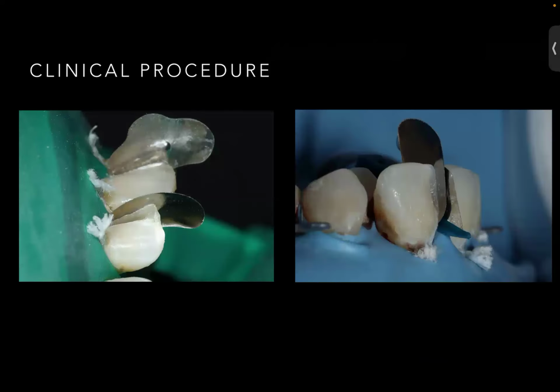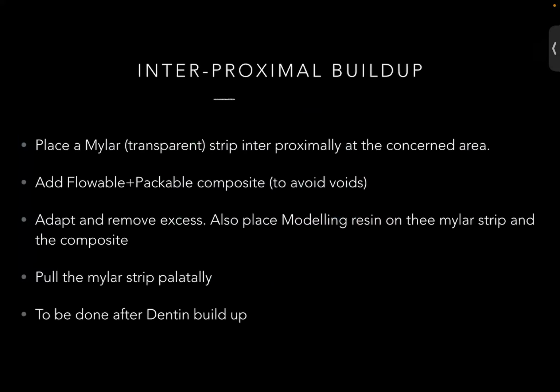This is a clinical picture of interproximal wall being formed. The second method is called Mylar pull technique. Okay, the method is basically you add a Mylar strip and you add some composite interproximally before itself, and now this Mylar pull technique works only after you've completed the dentine layer first. Okay. So now what you have to do is add flowable as well as packable to avoid voids. This is called as snowplow technique. You add flowable composite, a drop of it, and then packable composite.